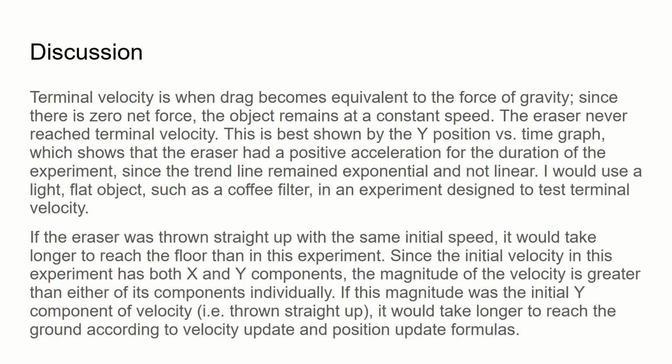So terminal velocity is when drag becomes equivalent to the force of gravity. And because they're equivalent to each other, there's zero net force, at least in the y direction. So the object remains at a constant speed in the y direction. The eraser never reached terminal velocity, which is best shown by the y position versus time graph, which shows that basically the trend line of the velocity was exponential the entire time. And if the velocity was constant, then there would be a linear portion towards the end of the graph where it reached terminal velocity, a constant velocity.